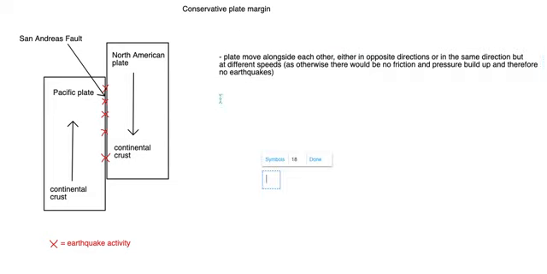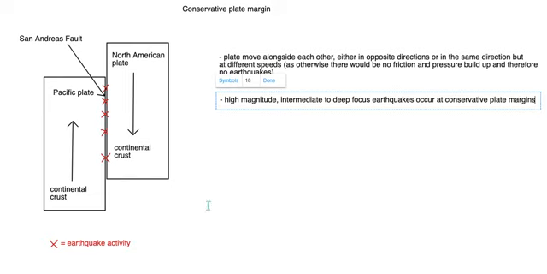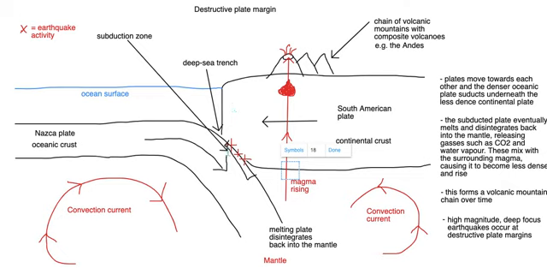Right, so let's talk about earthquakes. So strong, or let's say high magnitude, intermediate to deep focus, kind of a range here, earthquakes occur at conservative plate margins. Again, this is due to a lot of friction between the plates, pressure buildup, and then the sudden release of that pressure is what an earthquake is. So like in our destructive boundary, you have a lot of friction and pressure buildup where the two plates meet along here, along that subduction zone.